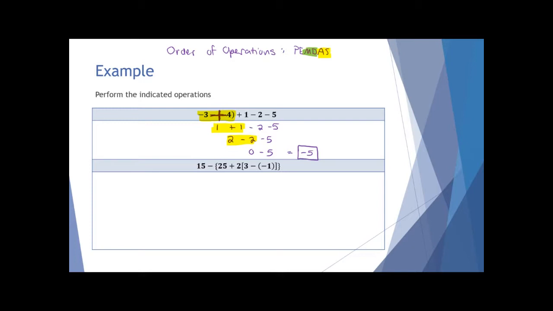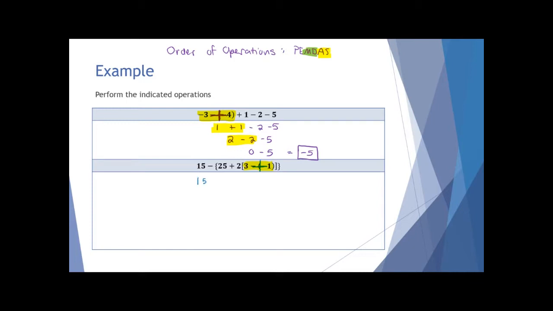So that means I need to do, let me make sure I'm on my highlighter, I need to simplify 3 minus -1 first before I do anything else. So if you're subtracting a negative, that turns into addition. So I'm going to just write that as a plus sign. So that's 3 plus 1. So 3 plus 1 is 4.